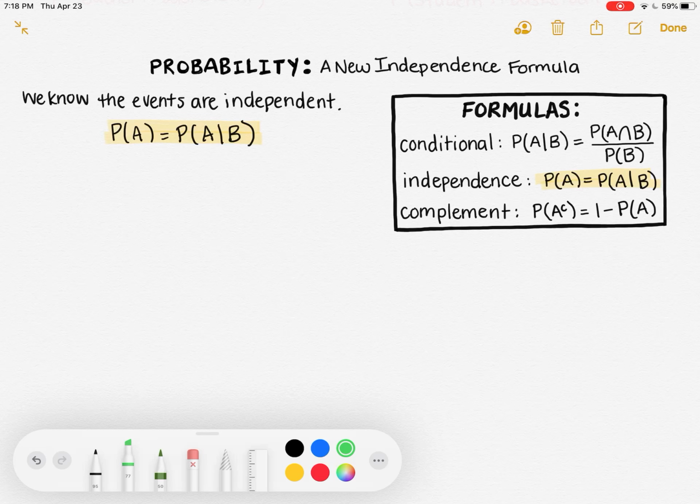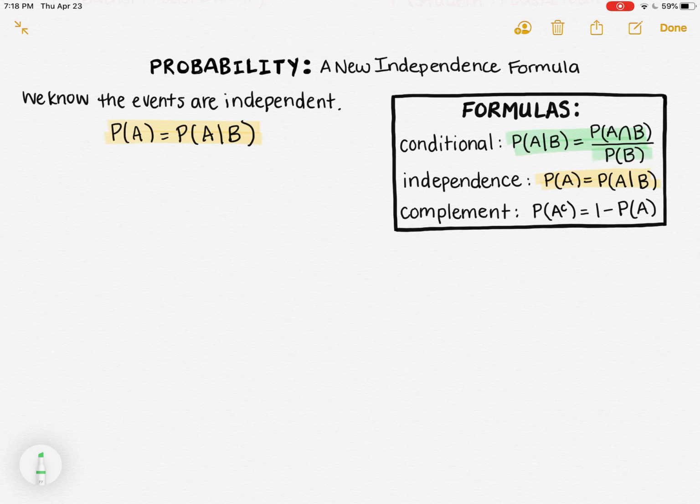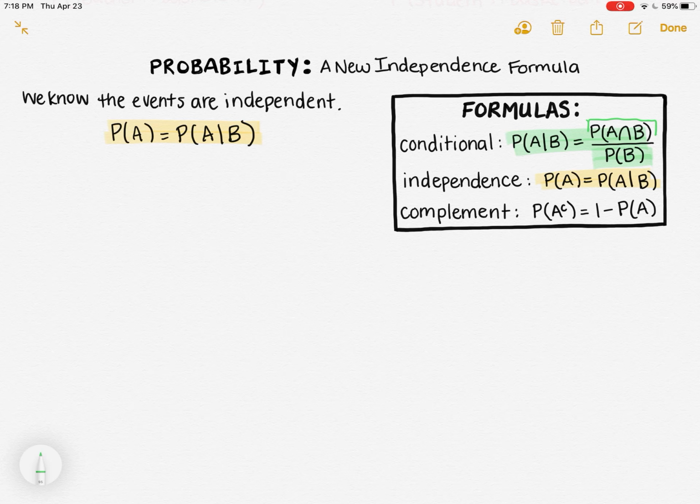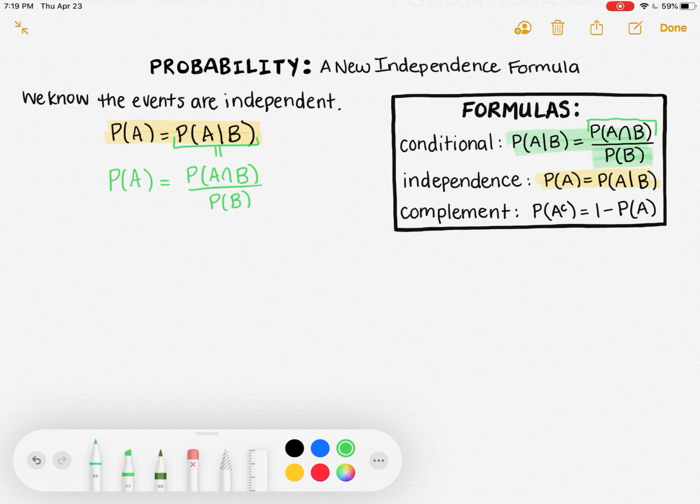As you can see in the independence formula, we have the conditional statement, probability of A given B. And we know that the probability of A given B is equal to the probability of A and B divided by the probability of B using our conditional formula. So I can replace the probability of A given B with that fraction from our conditional formula since we know that they're equal. So I'll leave the probability of A on the left as it is, and then replace the probability of A given B with the probability of A and B divided by the probability of B, because we know these are equal due to our conditional formula.